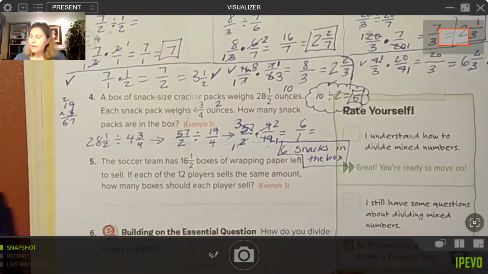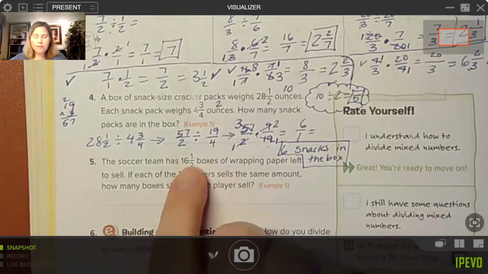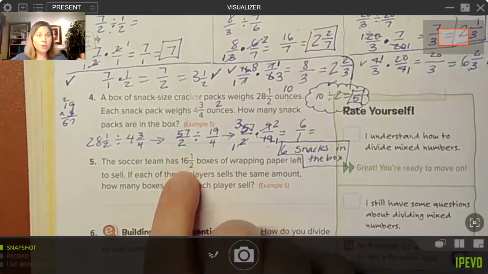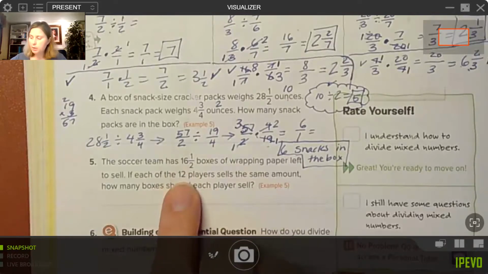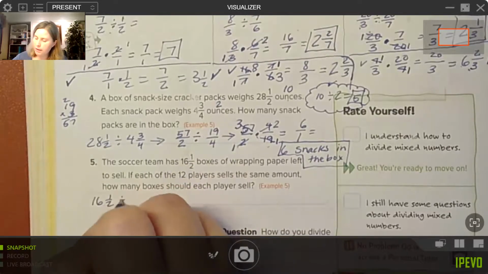Okay, and we have time for one last problem. The soccer team has 16 and a half boxes of wrapping paper left to sell. If each of the 12 players sells the same amount, how many boxes should each player sell? So 16 and a half boxes of wrapping paper. So same thing, we'll make it easier. Like if I had 20 boxes and 5 players, I would do 20 divided by 5, and each person would need to sell 4. Okay, but it's not 20 and 5, it's 16 and a half and 12. So we do 16 and a half divided by 12.